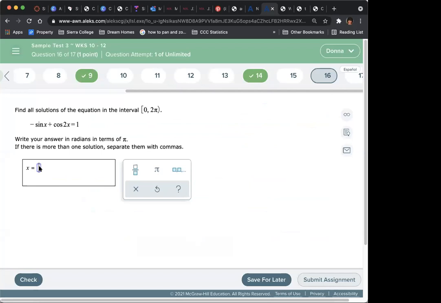Seven pi over 6. Let's put them in order. 0. Not that it'll mark you wrong if you don't put them in order. 7 pi over 6. Actually, pi over 6 is smaller than that. Pi, because 6 pi over 6 is pi.